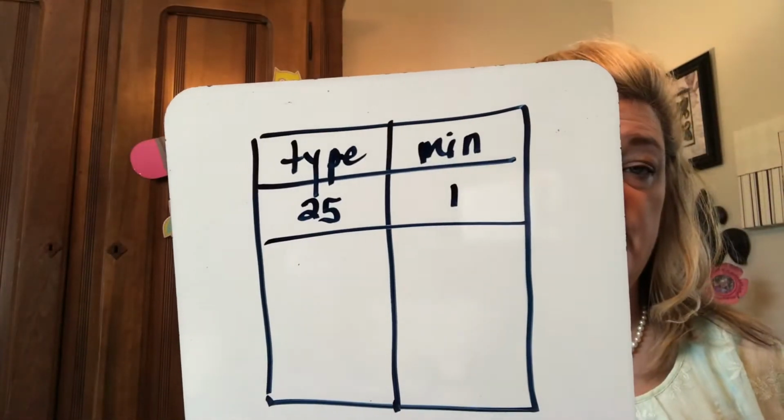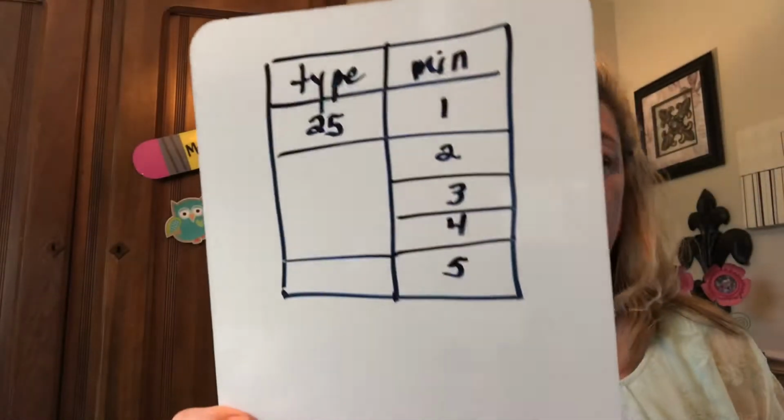Right, John Mark? Yes, Miss Taylor. So we're going to make a chart, and it says that he can type in minutes. So in 1 minute, he can type 25 words. You can do it the opposite way as well. I just did it this way. So they want to know in 2 minutes, how much? 3 minutes? 4 minutes? Okay. How many can he type in 5 minutes?